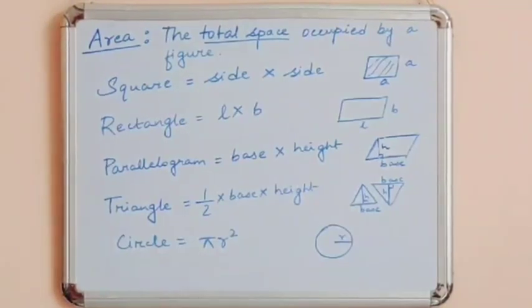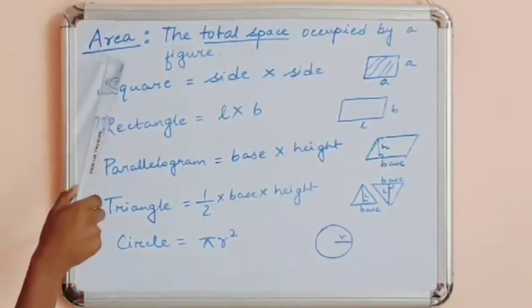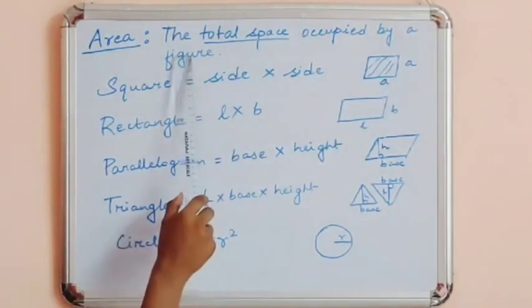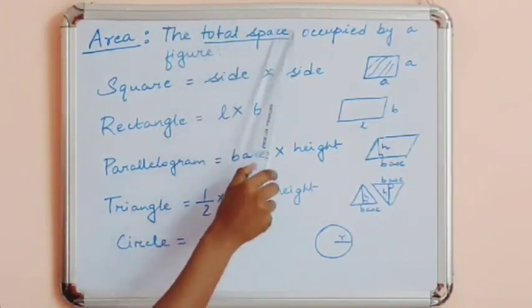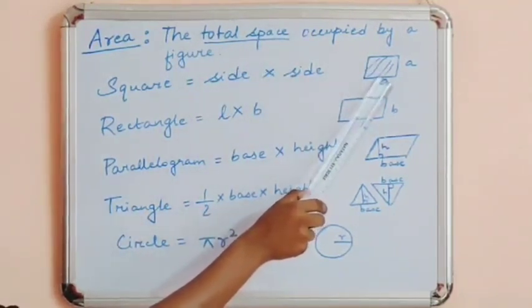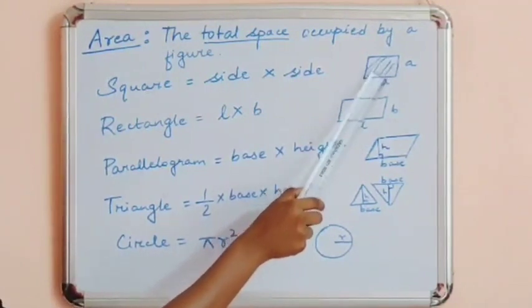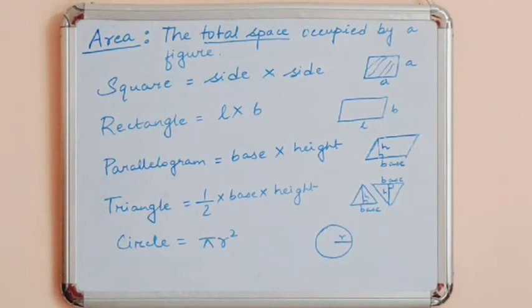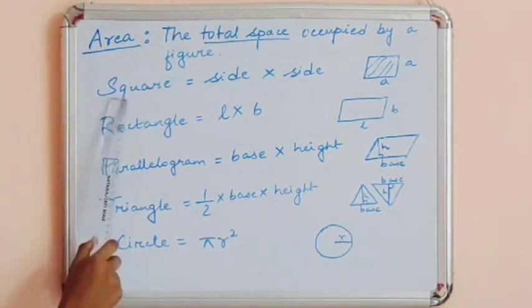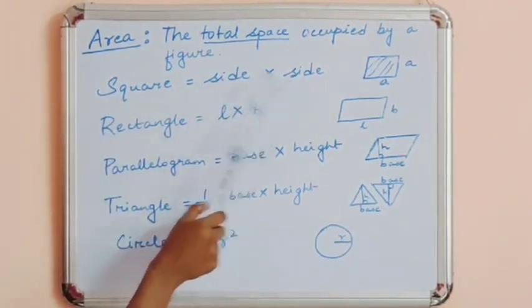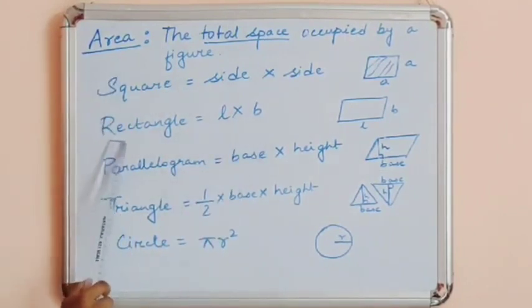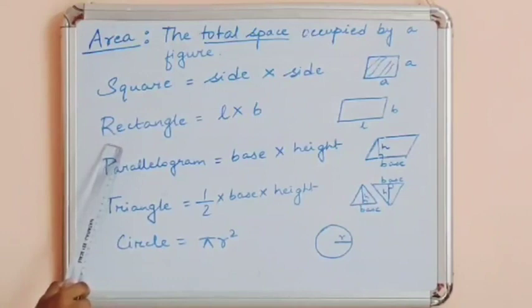So now we are done with perimeter. Now we will begin our second topic, that is area. Area is the total space occupied by a figure. Like here I have drawn a square. The space occupied inside this closed figure is known as area. So the formula for area of square is side into side, and area of rectangle is length into breadth. I suppose you have studied these two formulas in your earlier classes.